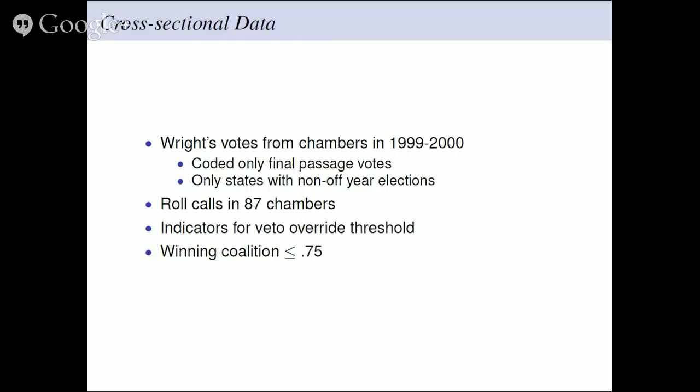Each vote actually has a short description. We read the description and coded it as a final passage vote. There are a handful of chambers we couldn't do this for because there wasn't enough of a description to know if it was a final passage vote. I also excluded states with off-year elections. New Jersey, Virginia, among others, conduct state legislative elections in off years, which means they had an election in 1999. Can't use those states because we have different legislators. We can't compare coalition sizes across the two. And as I suggested, the cutoff I'm going to use for winning coalition size is 0.75: 75% of legislators or fewer vote in favor of the bill, to screen out unimportant, non-substantive legislation.